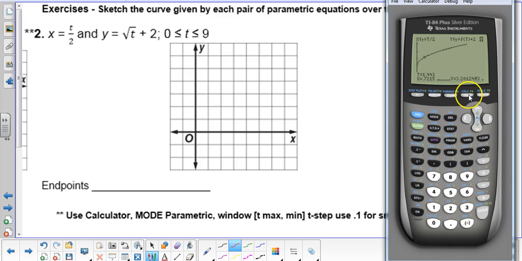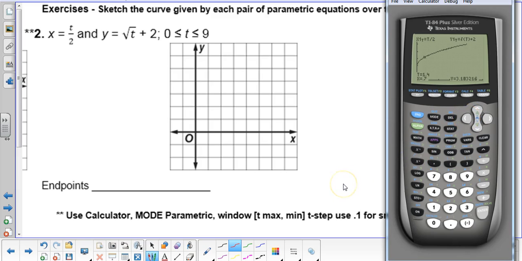Or you could go second trace and enter in a value. Look at what second trace says: dy/dx, dy/dt, dx/dt. Anybody ever heard of those? If you have any friends who are taking calculus, yep, those are derivatives. You use those in calculus. For today, we're just going to use T.